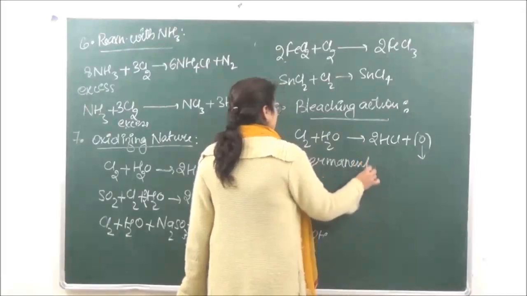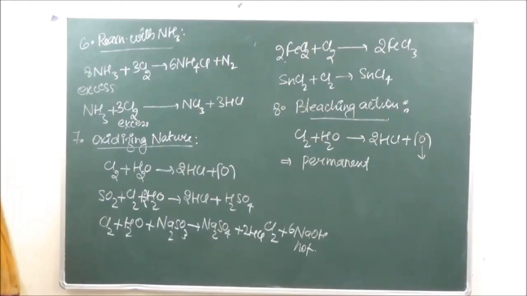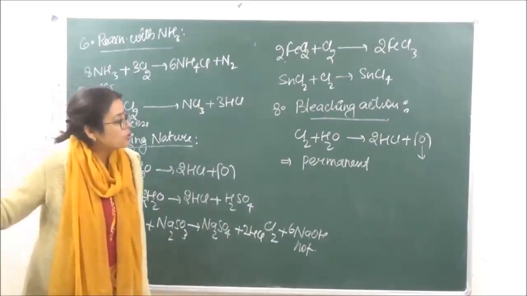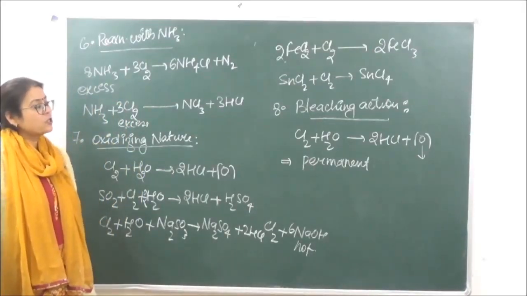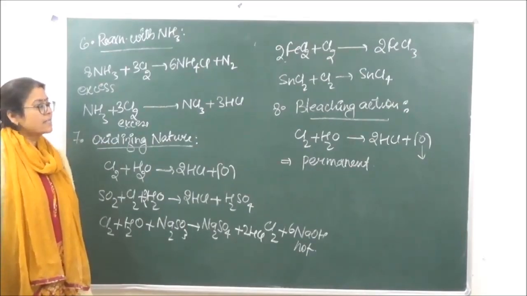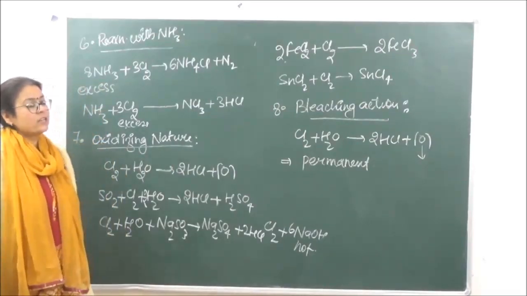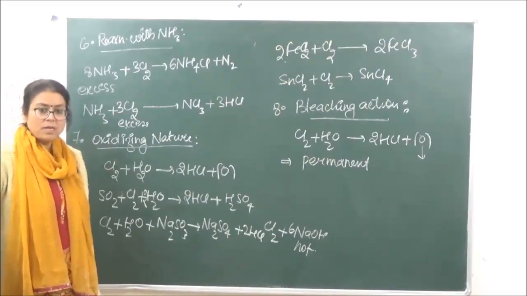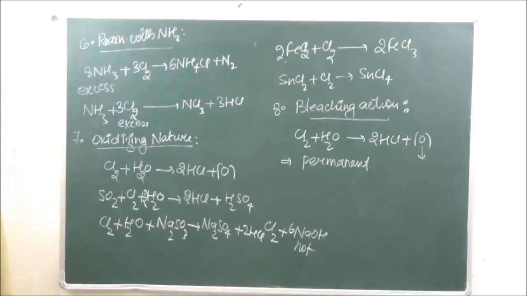If you remember, we have done the bleaching action of sulfur dioxide also, ठीक है. So sulfur dioxide में जो bleaching action था, that was temporary and it was due to the presence of nascent hydrogen. और यहाँ पे हम क्या कह रहे हैं? It is due to presence of nascent oxygen. So this is the difference between both. Sulfur dioxide में the bleaching action is due to hydrogen and chlorine में bleaching action is due to oxygen. The bleaching action by sulfur dioxide is going to be temporary, and the bleaching action by chlorine is going to be permanent.